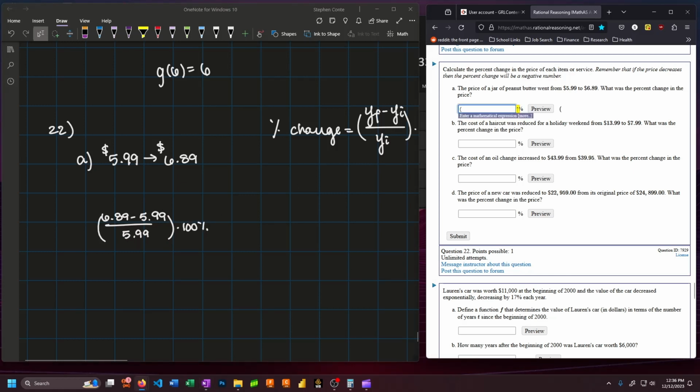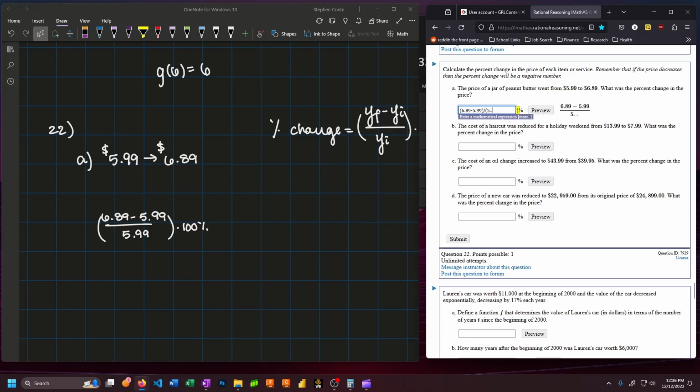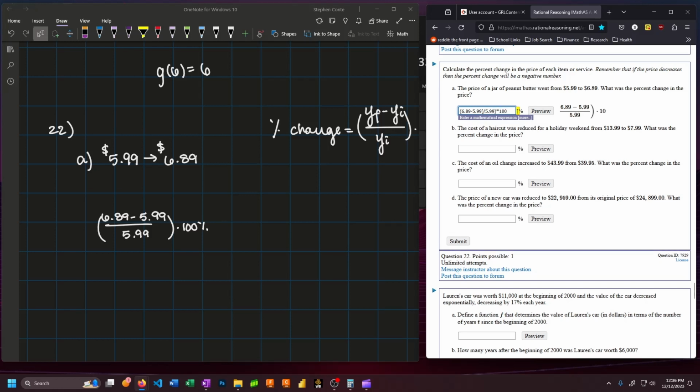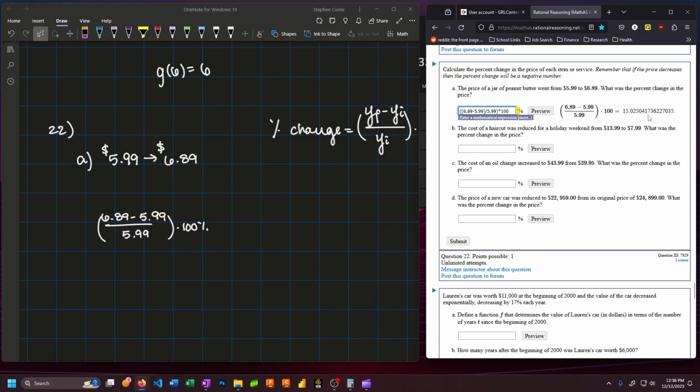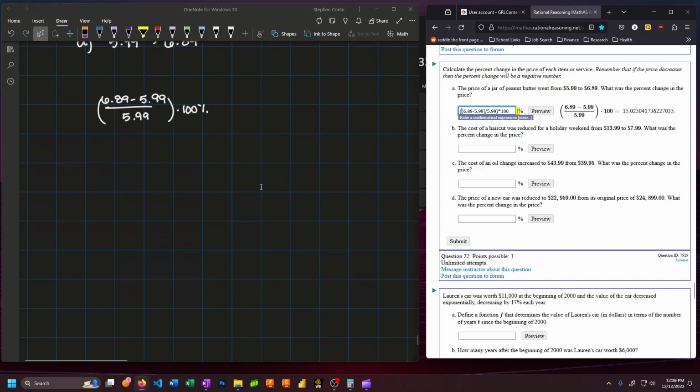Now we can input this entire expression into iMath. Just gotta make sure our format is right. And this turns out to be 15%. So a 15% change, a 15% increase in the price of peanut butter.